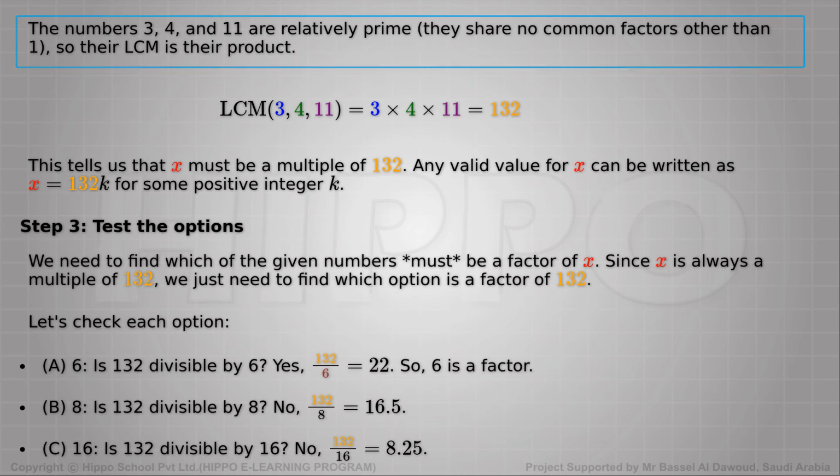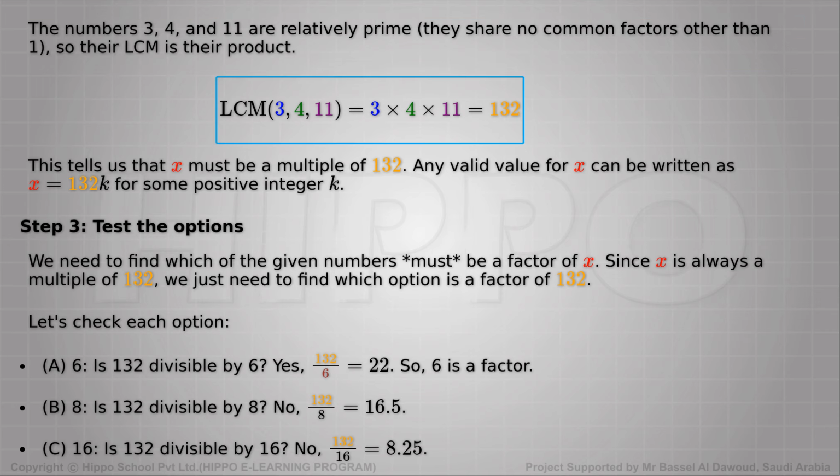To calculate the LCM, we first look at the numbers 3, 4, and 11. Do they share any common factors other than 1? No, they don't. This means they are relatively prime. When numbers are relatively prime, finding their LCM is very simple. You just multiply them all together.